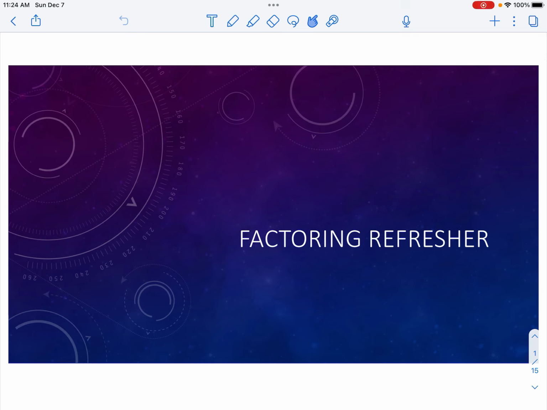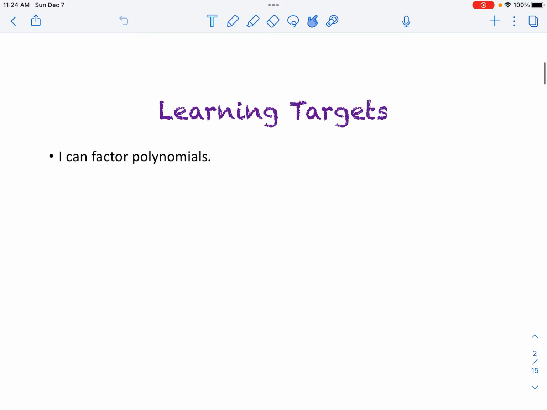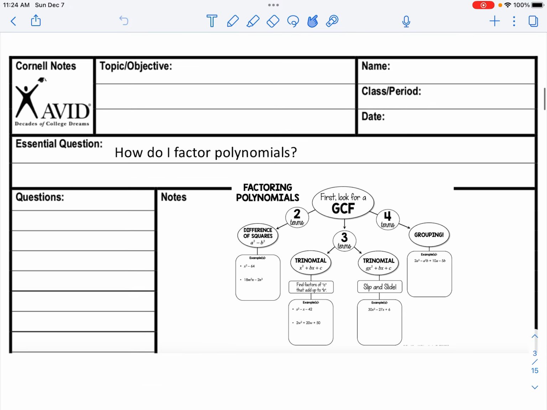Hello, this is a factoring refresher to get us ready for our rational expressions and functions unit. All right, so just a quick reminder, how do we factor polynomials?